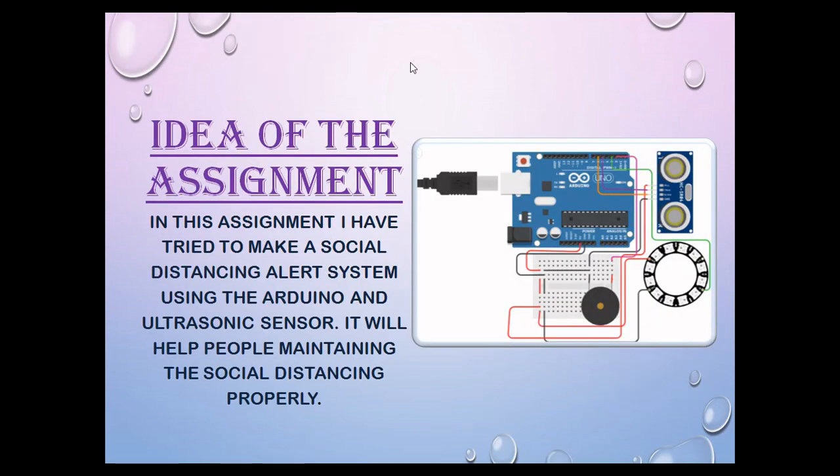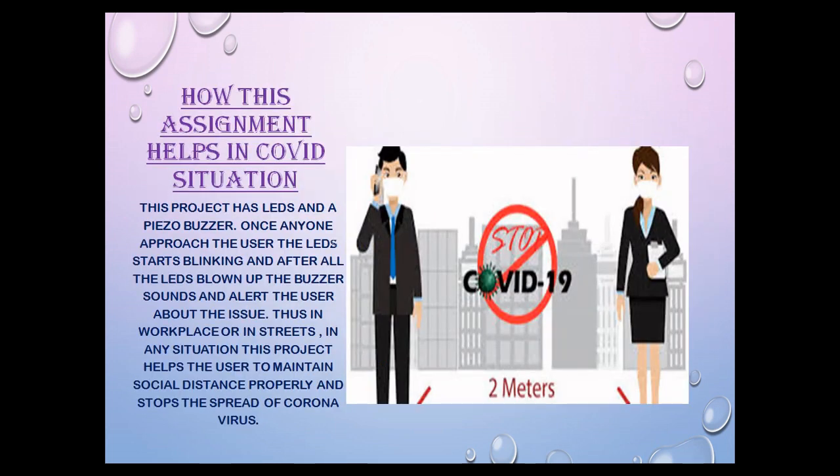So in this assignment, let me first give you the idea of the assignment. I have tried to make a social distancing alert system using the Arduino and the ultrasonic sensor. It will help people maintain social distancing properly.